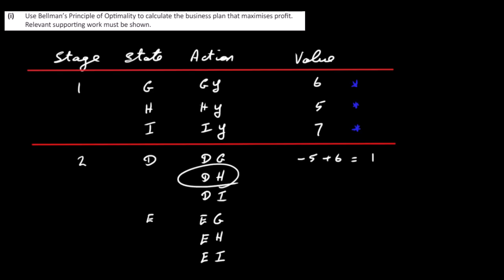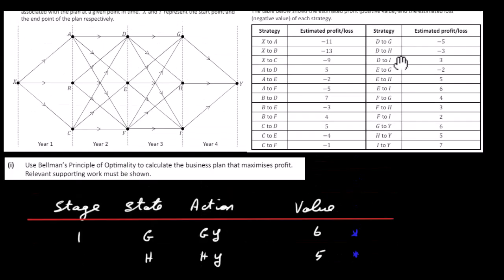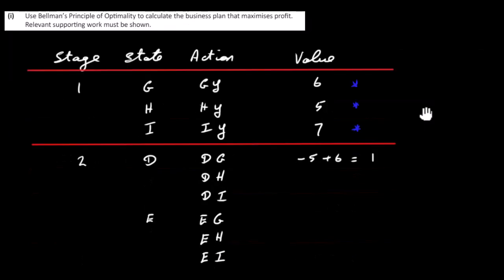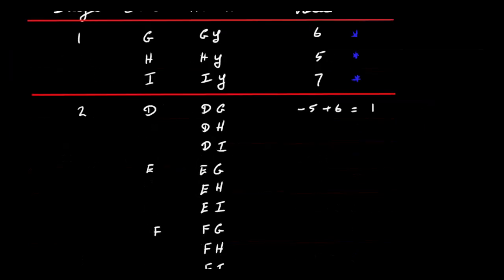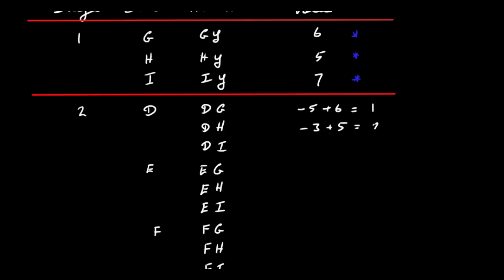Let's look at D to H. D to H has a value of -3. So we're going from D to H here, so it has a value of -3. If we put in -3 here, we're going to H. If we look at H here, it had a value of 5, so we've got to add 5. That gives us a net value of +2.